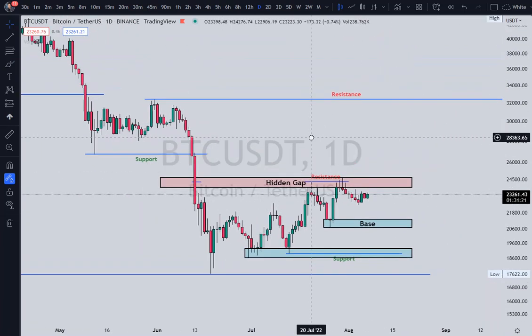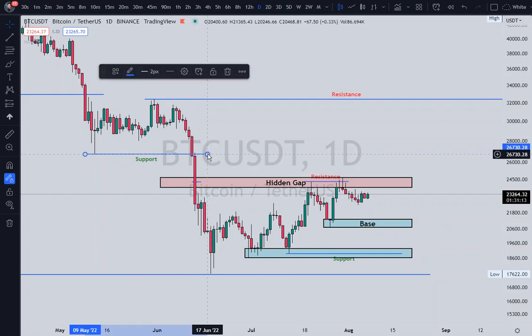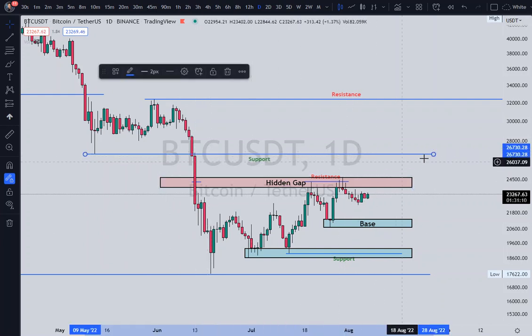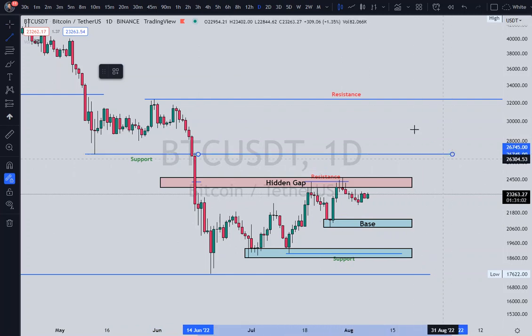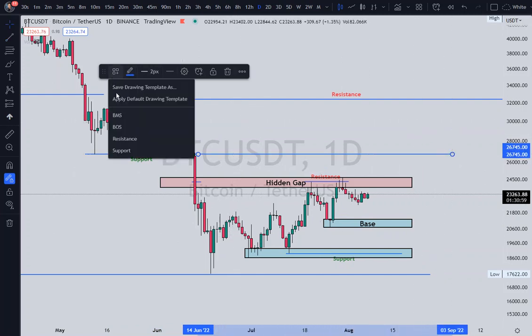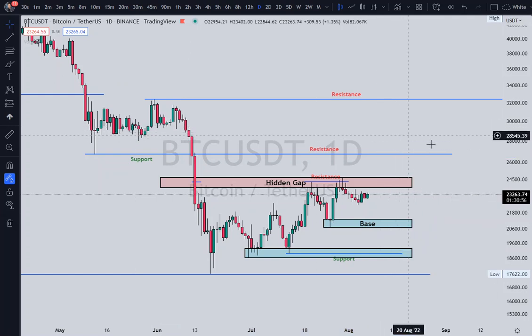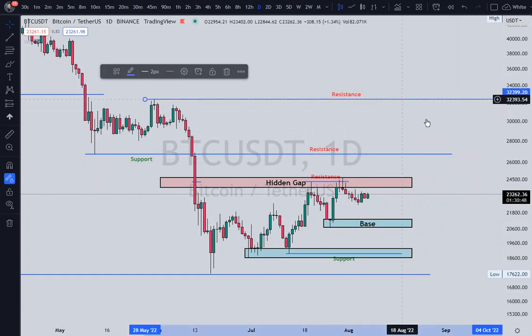Also here you can see important price levels. Here we had the previous low, which was a support, and here it turns to a resistance. Okay, here this price level is important, $26,700, and also another important resistance is a little bit higher than $32,000.